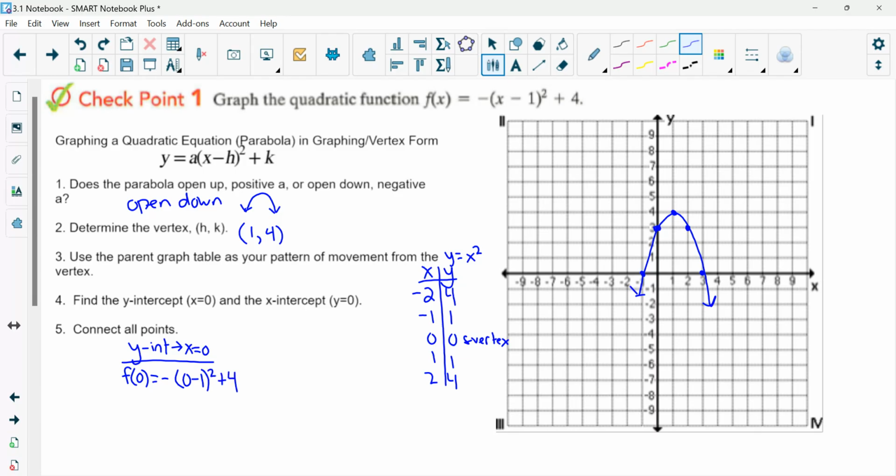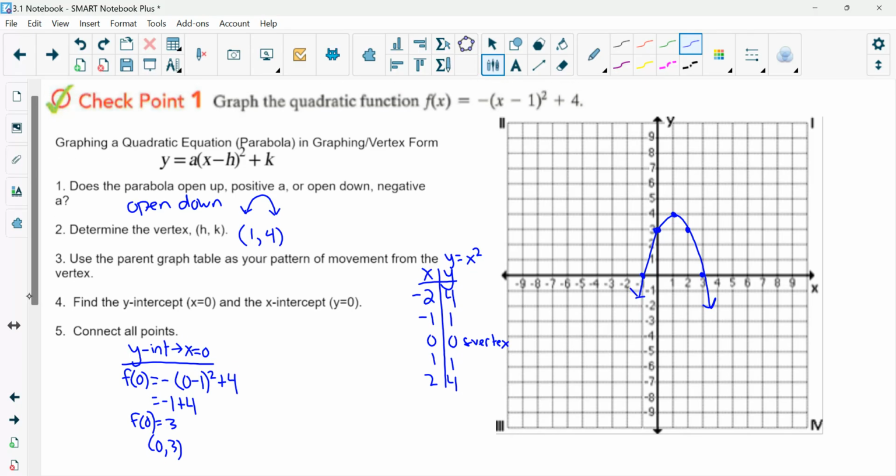And I'm just simplifying the right side. I have to start inside the parentheses. 0 minus 1 is negative 1. Then I do exponents. Negative 1 squared is positive 1, and I have the negative in front. So this would be negative 1 plus 4, which is 3. So (0, 3) is our answer there. And if you notice, (0, 3) is where it's crossing our y-axis. So we're good. That matches what we expected.